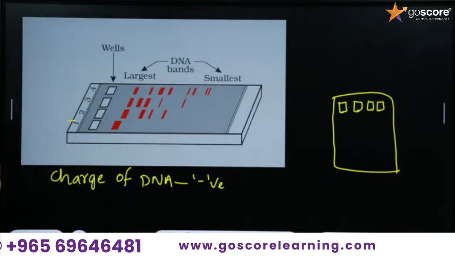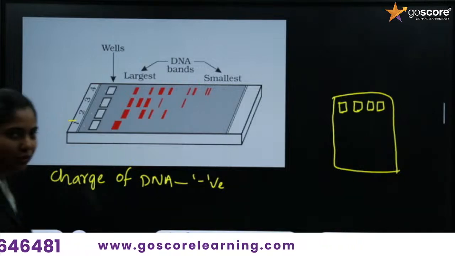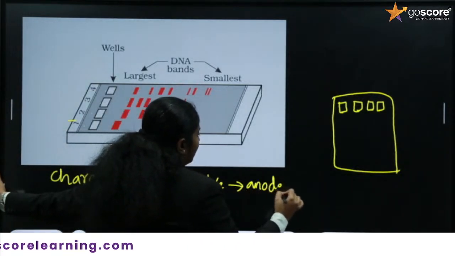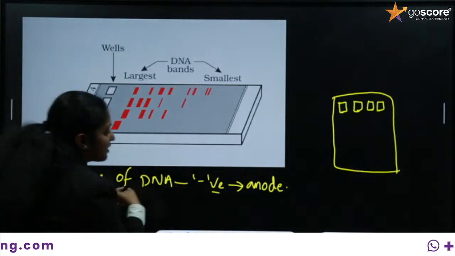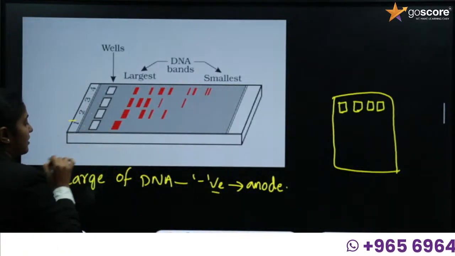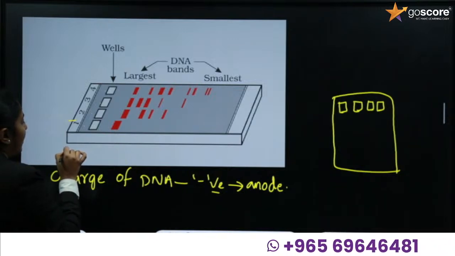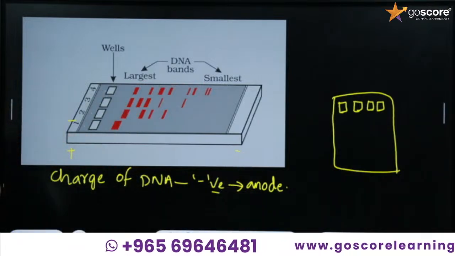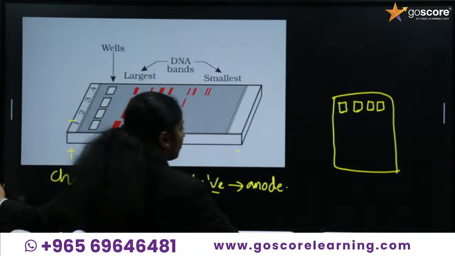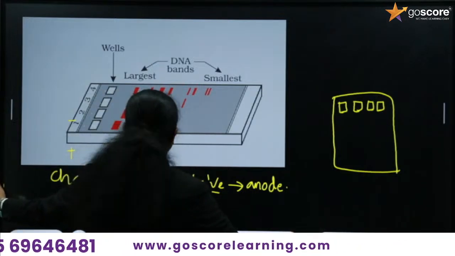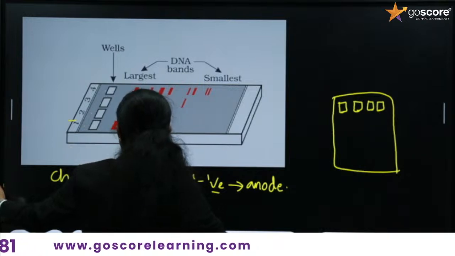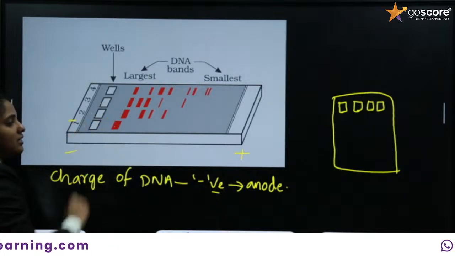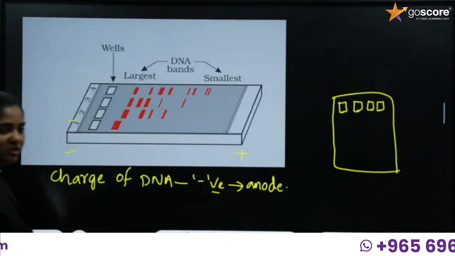So it should move to the anode or cathode? It should move to the anode, right? The cathode will be connected here and the anode will be connected here. This is the negatively charged side and this is the positively charged side. Since the DNA is negatively charged, it will move towards the positive terminal.